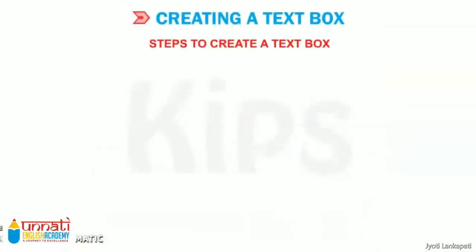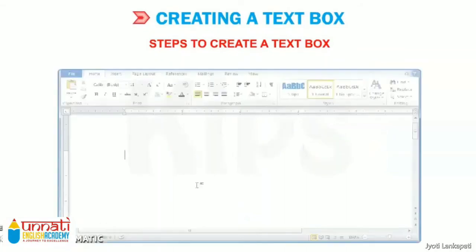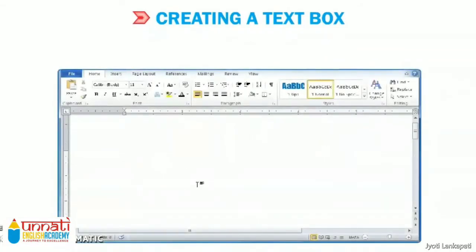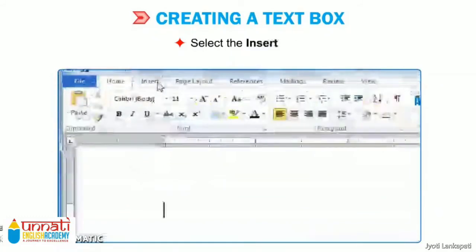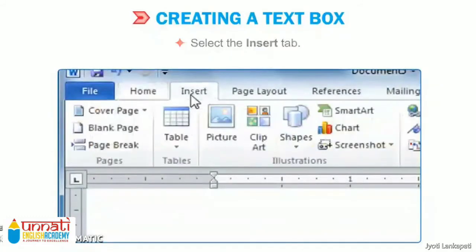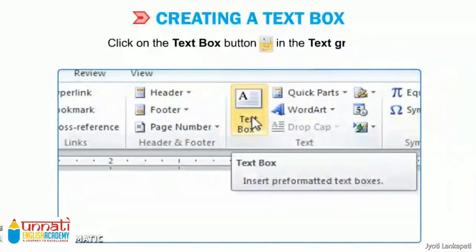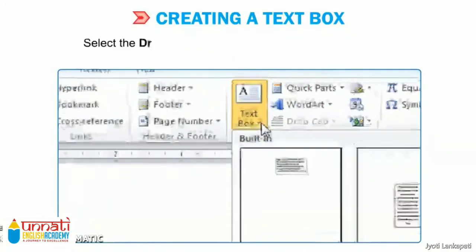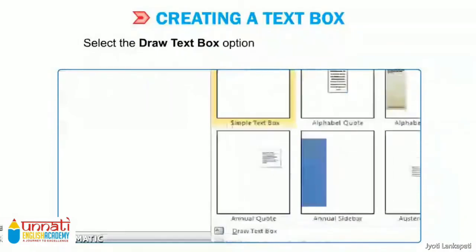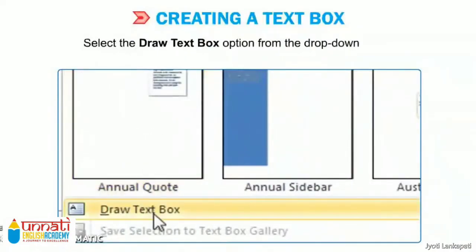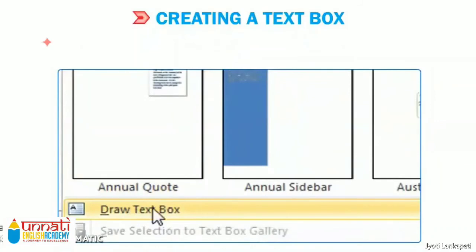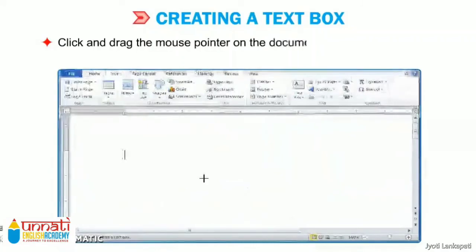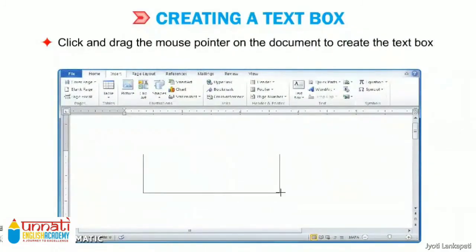Now let's see how to create a text box. Steps. First of all, select the Insert tab. Click on the text box button in the text group. Select the Draw Text Box option from the drop-down menu. Click and drag the mouse pointer on the document to create the text box.